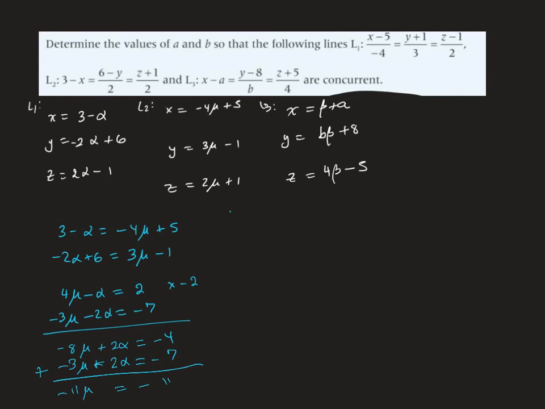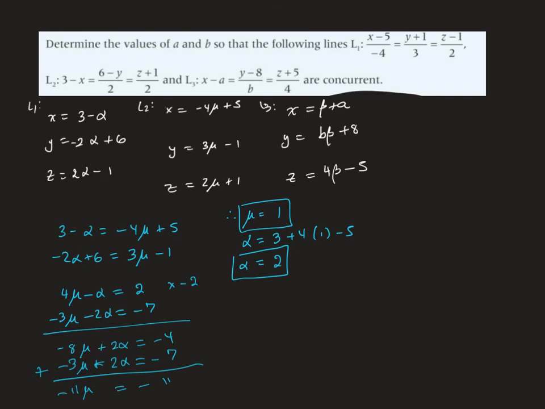So mu is equal to 1. Now with that, we can find alpha. Alpha should be 3 plus 4 times 1 minus 5. So alpha should be 3 plus 4, 7, minus 5, 2. Alpha is 2, mu is 1.